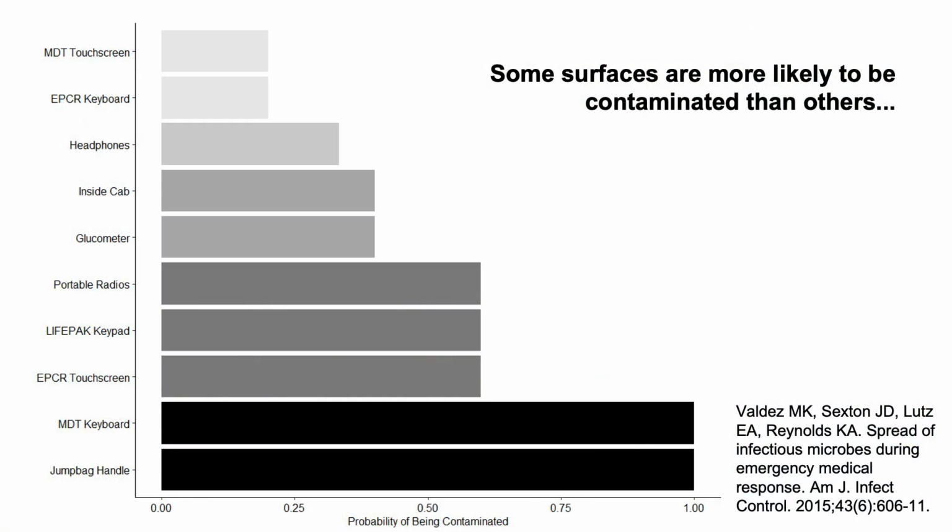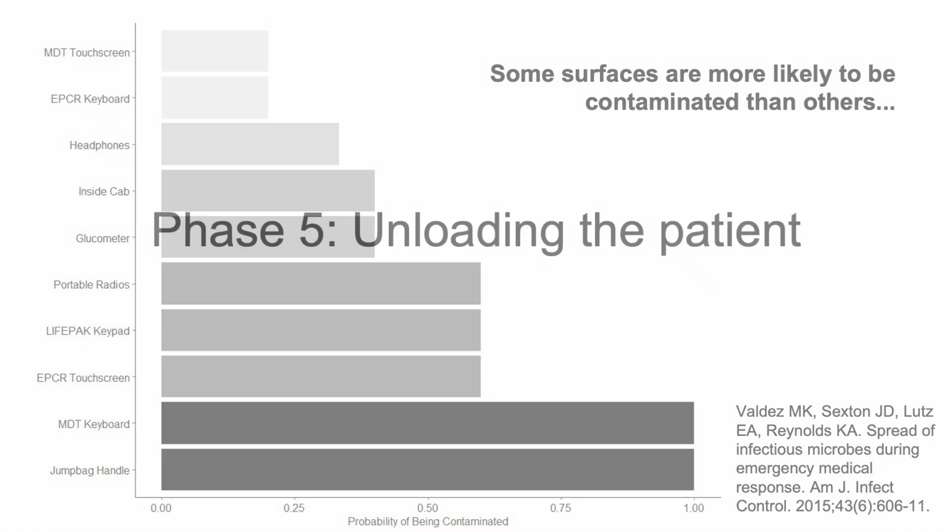In a study of how viruses move due to hand contact with surfaces in EMS vehicles, we found that some surfaces are more likely to be contaminated than others. While decontamination of all contact surfaces is important, high-touch surfaces should be a priority. During unloading of the patient, be mindful of contact surfaces as before.